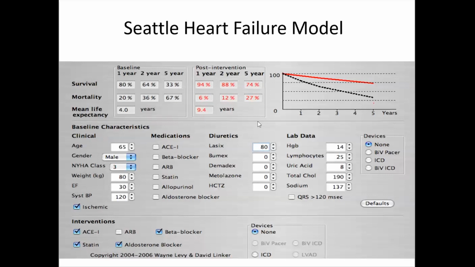There are multiple scores that can help us evaluate these patients and risk stratify them. One of them that I like is the Seattle Heart Failure Model.